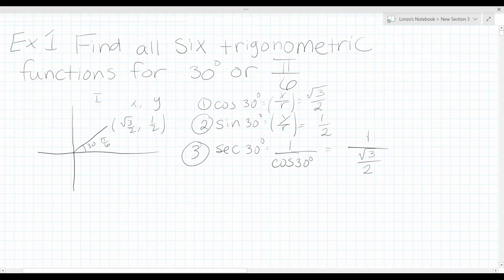You have a compound fraction, so it's 1 over radical 3 over 2. You can rewrite this as 1 divided by radical 3 over 2, and then you change this divide sign to a multiplication, so you flip it. It'd be 2 over radical 3. Now, in trig, you don't want to have a square root in the denominator, so what you're going to do is called rationalize the denominator. So you have 2 over radical 3. To get rid of this radical 3, you multiply top and bottom by radical 3.